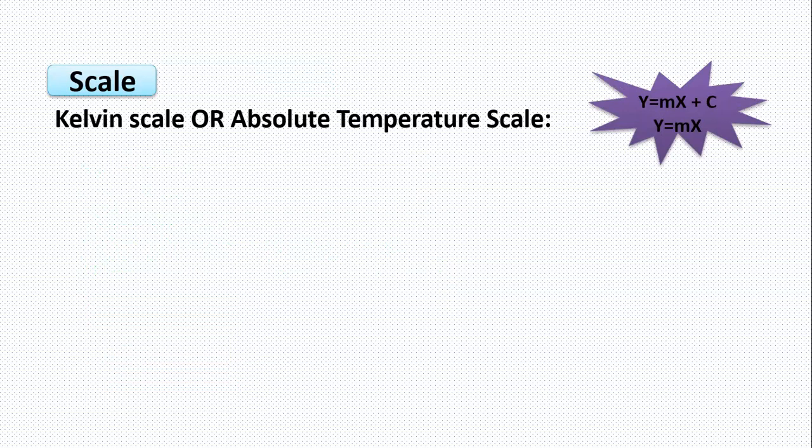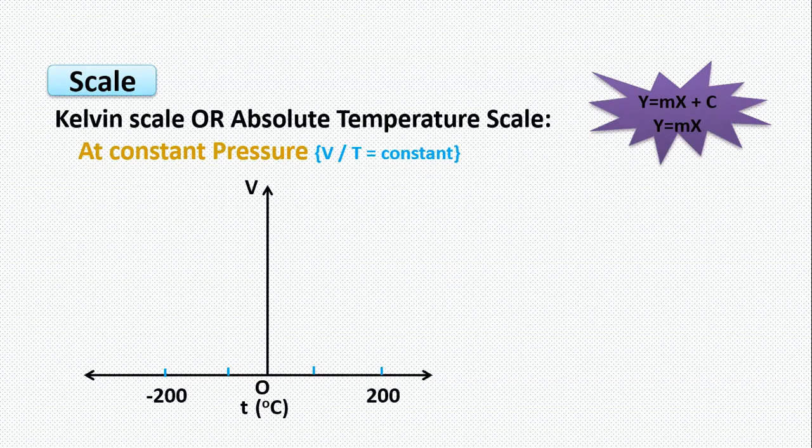Now, all these scales are linear, and here one linear equation is written, that is y is equal to mx plus c, and y is equal to mx. Now, what is this? Do you know that at constant pressure, volume is directly proportional to temperature, that is, change in volume is directly proportional to change in temperature. So we get V upon T is equal to constant. So this is the x-axis. On the x-axis we are indicating temperature and on the y-axis we are indicating volume. Say the pressure is constant.